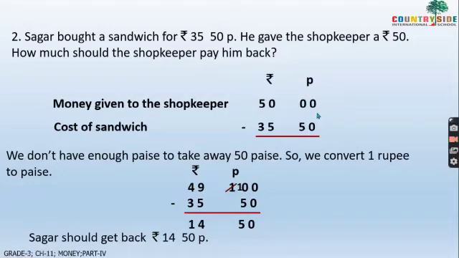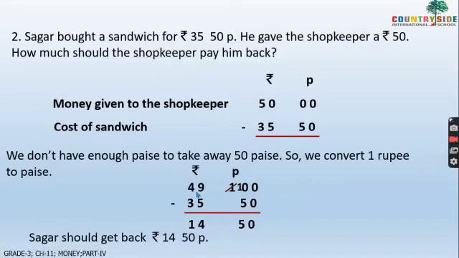So what you will do children, from the 50 rupees you will take 1 over here. That means you will make it 100 paise. 1 rupee is equal to 100 paise. So this 00 paise will become 100 paise. When you take 1 rupee from 50 rupees, what will you get here? 49 rupees, and here in paise it will become 100 paise.